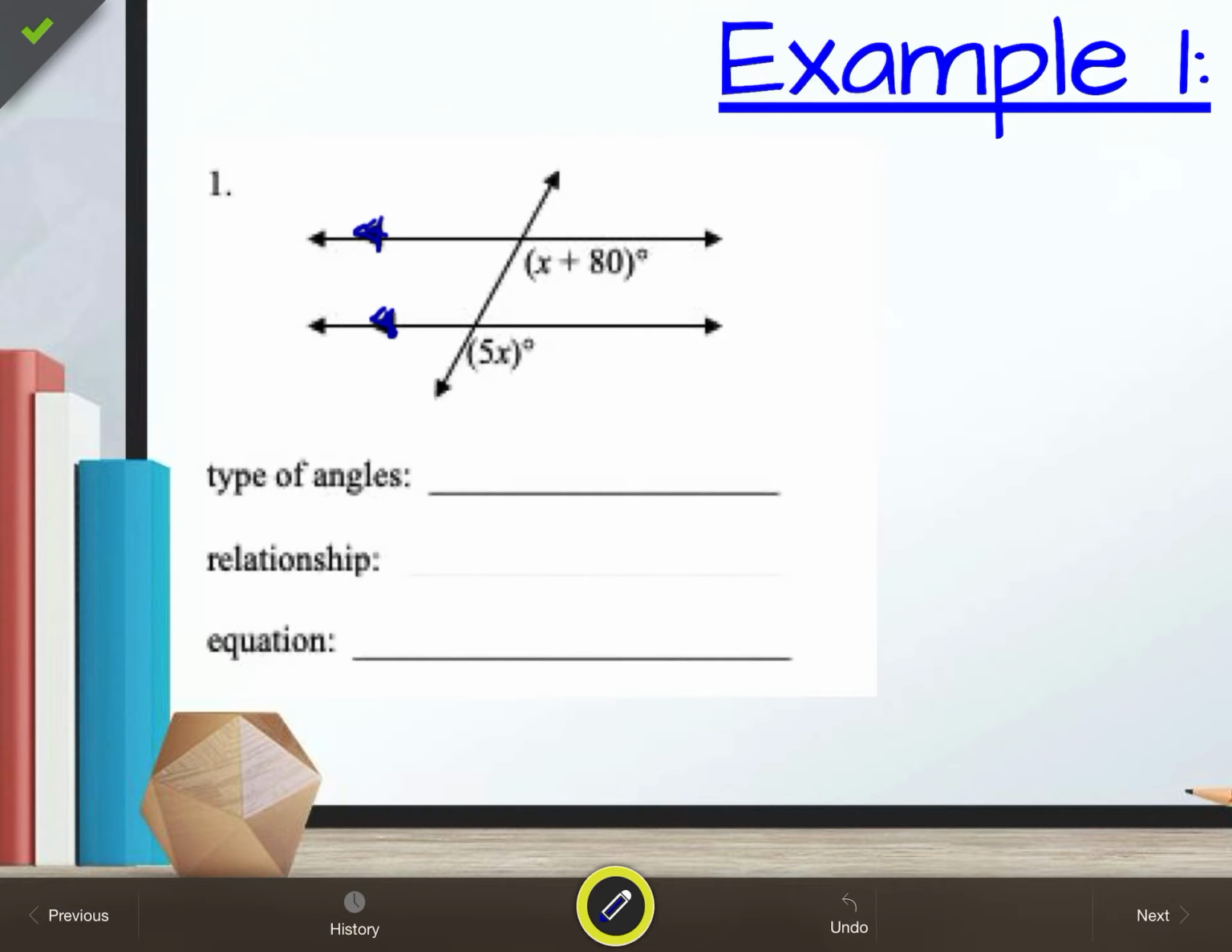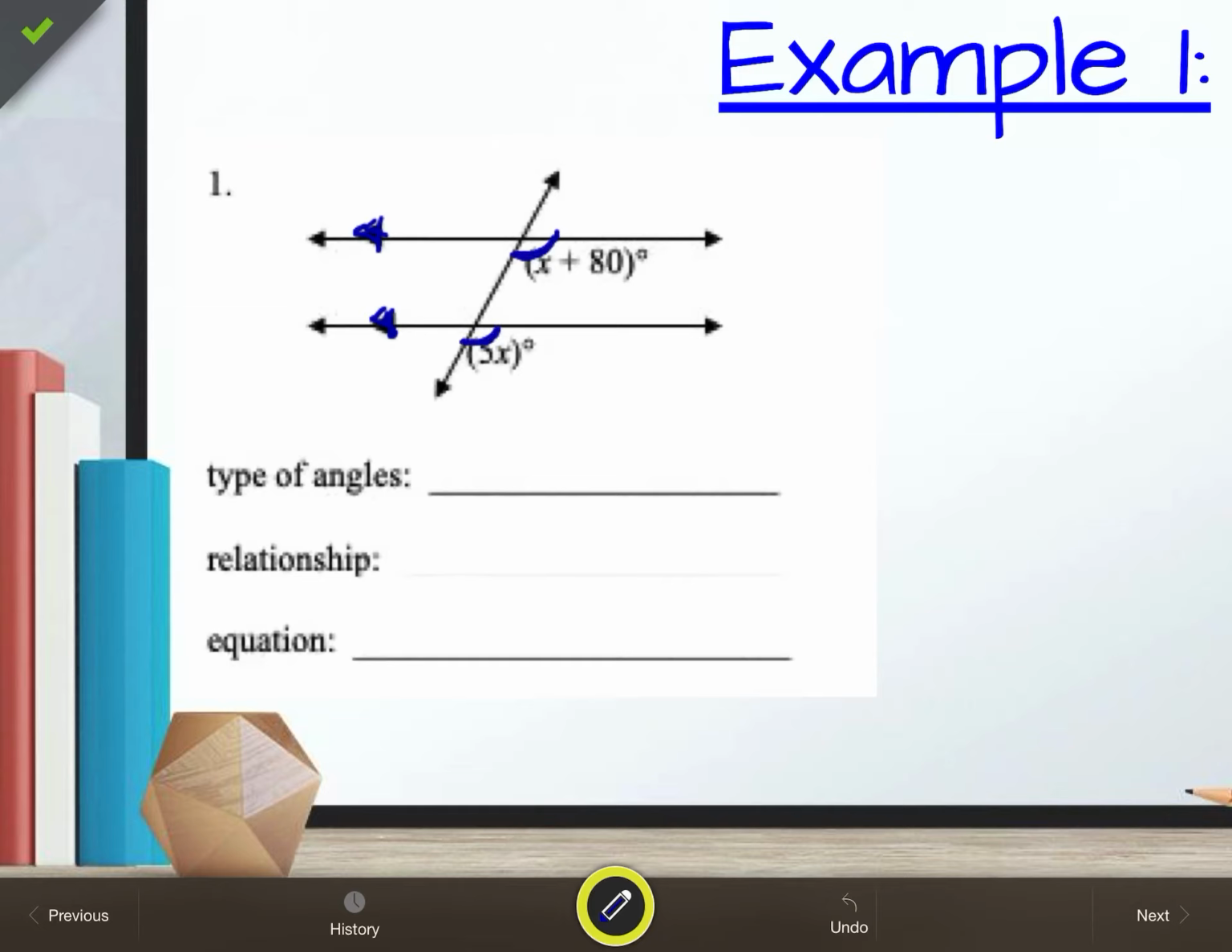So when you get to these problems, again, I have it set up. This is the process that you should go through every time. And this is the same process that we did for complementary, supplementary, vertical. You have to look at your angles. So this angle right here, they're telling me is x plus 80. This angle right here, they are telling me is 5x.